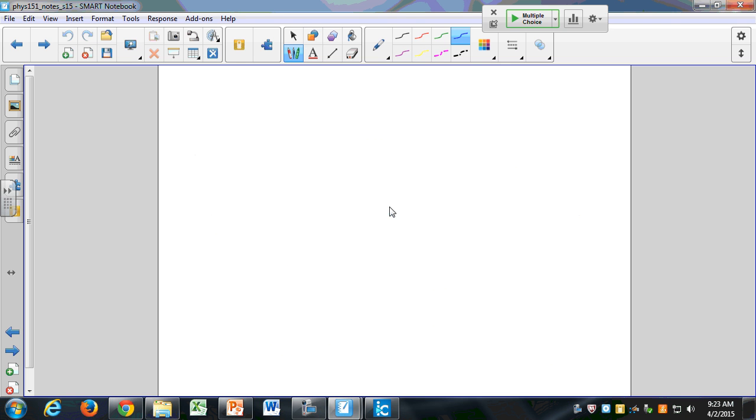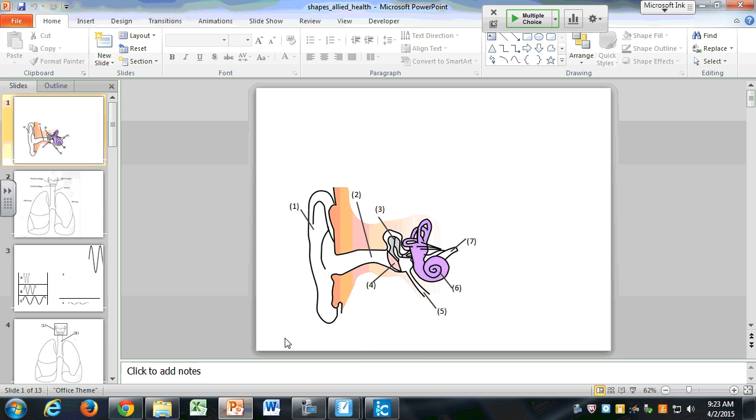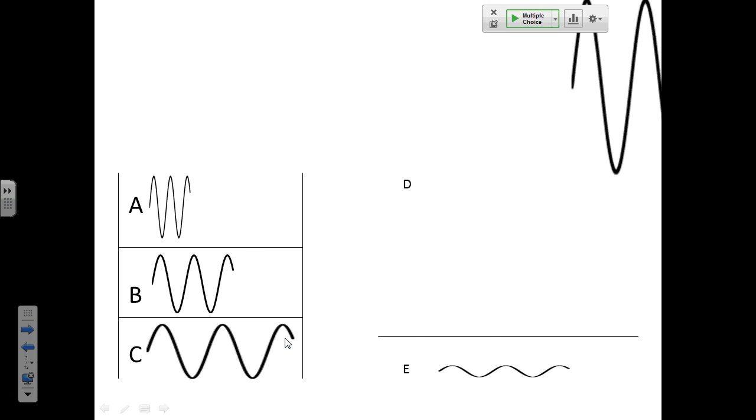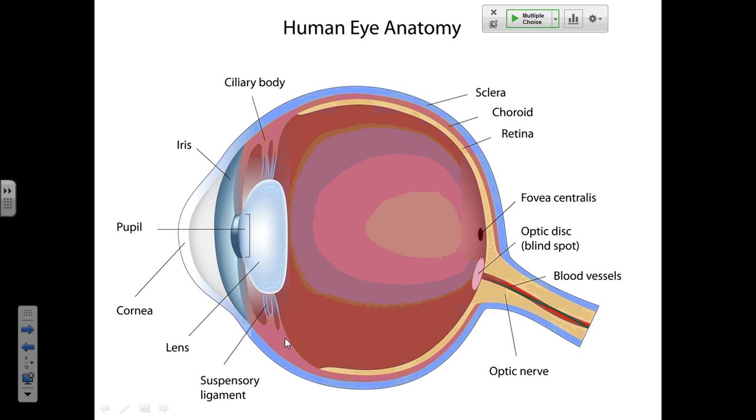Let me show you a diagram of the eye. Oh, there we go. So this is the eye. I think there was actually a figure in your book of the eye. Double check that. Yeah, you need to know the parts of the eye. You'll certainly have that on your test. You'll need to know the parts of the eye and what it does.